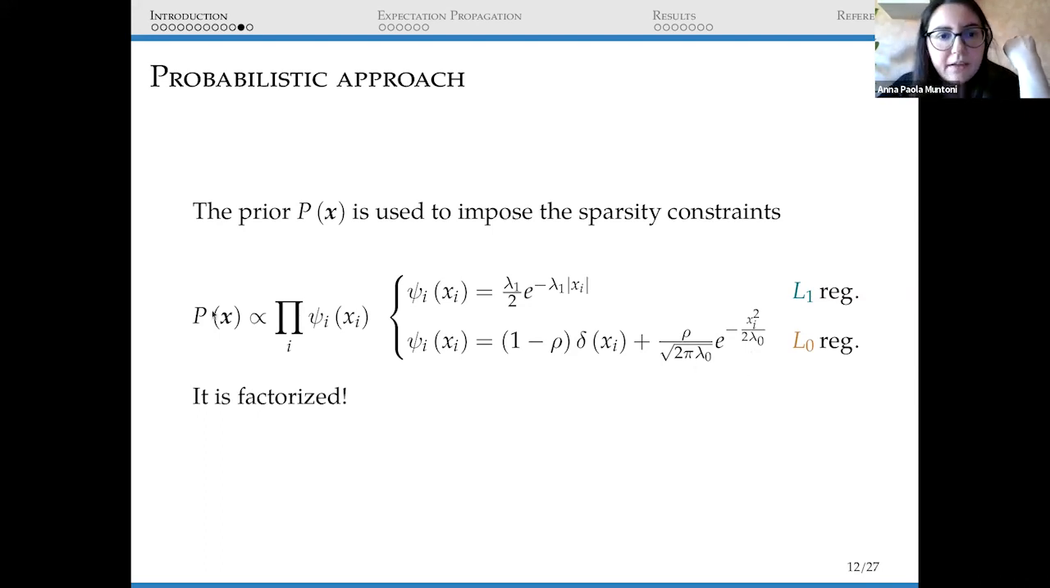Okay, you see that this prior is factorized over the variables, and this is correct because, as in the constrained optimization problem that I've shown you before, these penalties factorize, and so the probabilities also factorize. All variables in this sense are independent from one another.